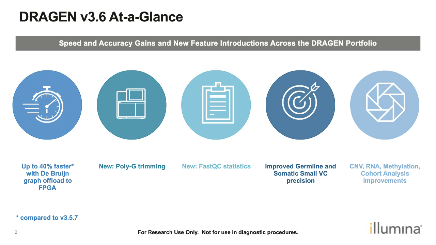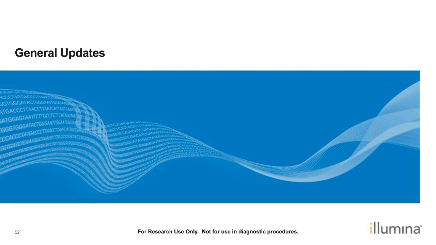We are introducing a trimming module in DRAGEN now, and as part of that first trimming option, we are introducing the Poly-G trimming capability. With feedback from a lot of our users and customers, they have been using the FastQC to just look at the quality metrics coming out of the sequencer.